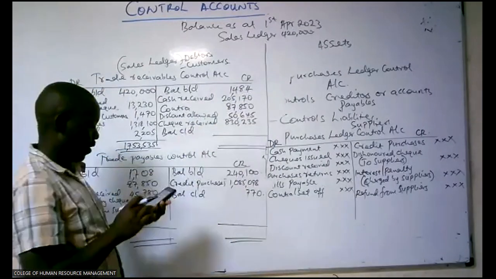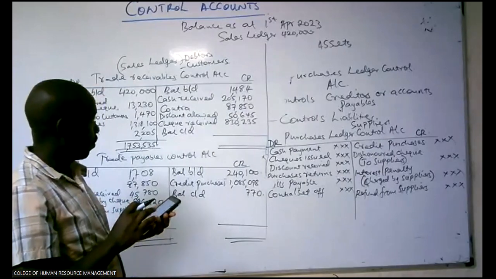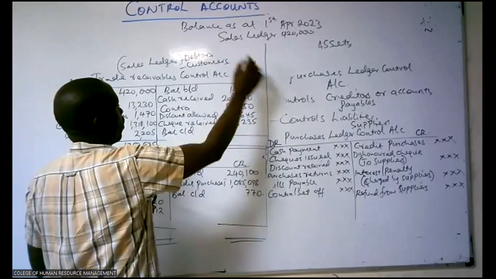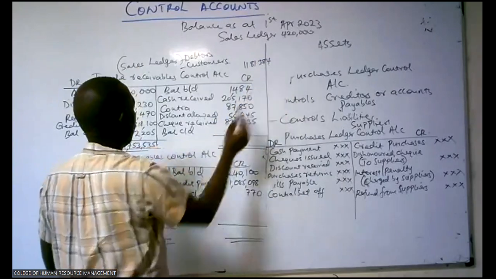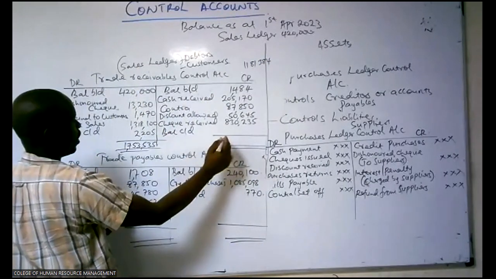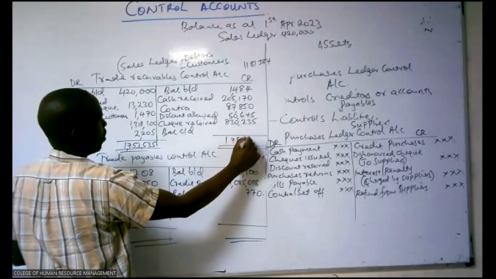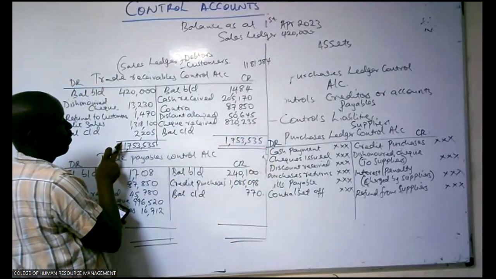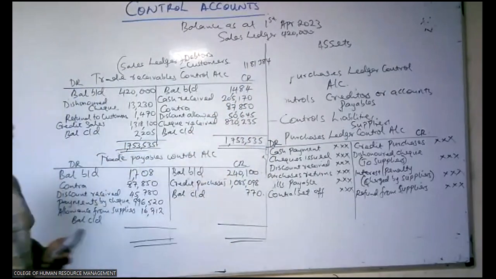Let me add what you have on the credit. The credit is 1181, 384. So this one is more than this. What is the difference? The difference is what we shall insert here as balance carried down. The difference of this 17,535 minus that, which is the total of this, is our balance.